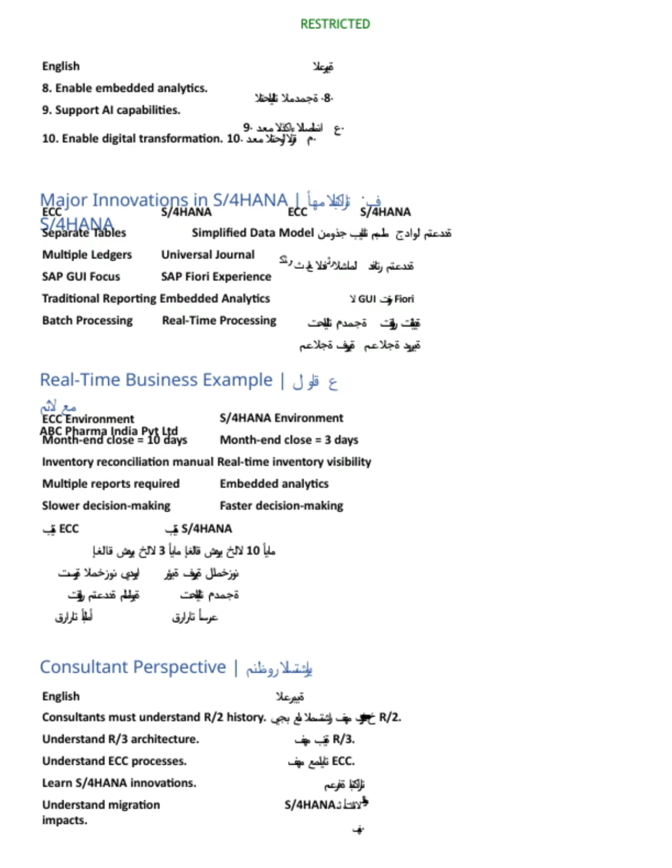In this part, we're diving into the evolution from R/3 and ECC to S/4 HANA. We'll explore the core architecture and processes behind these systems, and see how S/4 HANA brings major innovations like embedded analytics and faster decision-making. We'll also look at the real impact on businesses, like cutting month-end close times from 10 days to just 3. This shift isn't just technical, it's a whole new way to enable digital transformation.